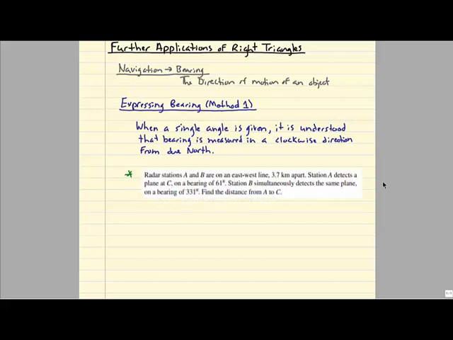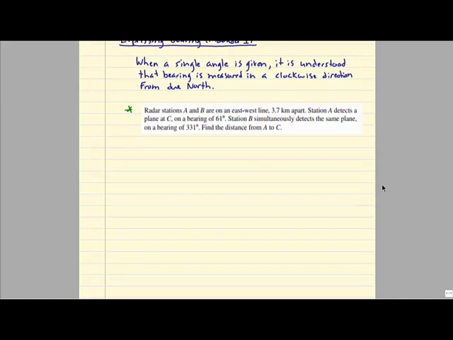So the first important thing we need to do is to draw a picture that describes this situation, and then from there we'll try and solve. So we have radar stations A and B are on an east-west line, 3.7 kilometers apart. So let's go ahead and first start with that. So we have station A, and then we have station B, and then they're on an east-west line. That means they're on a horizontal line.